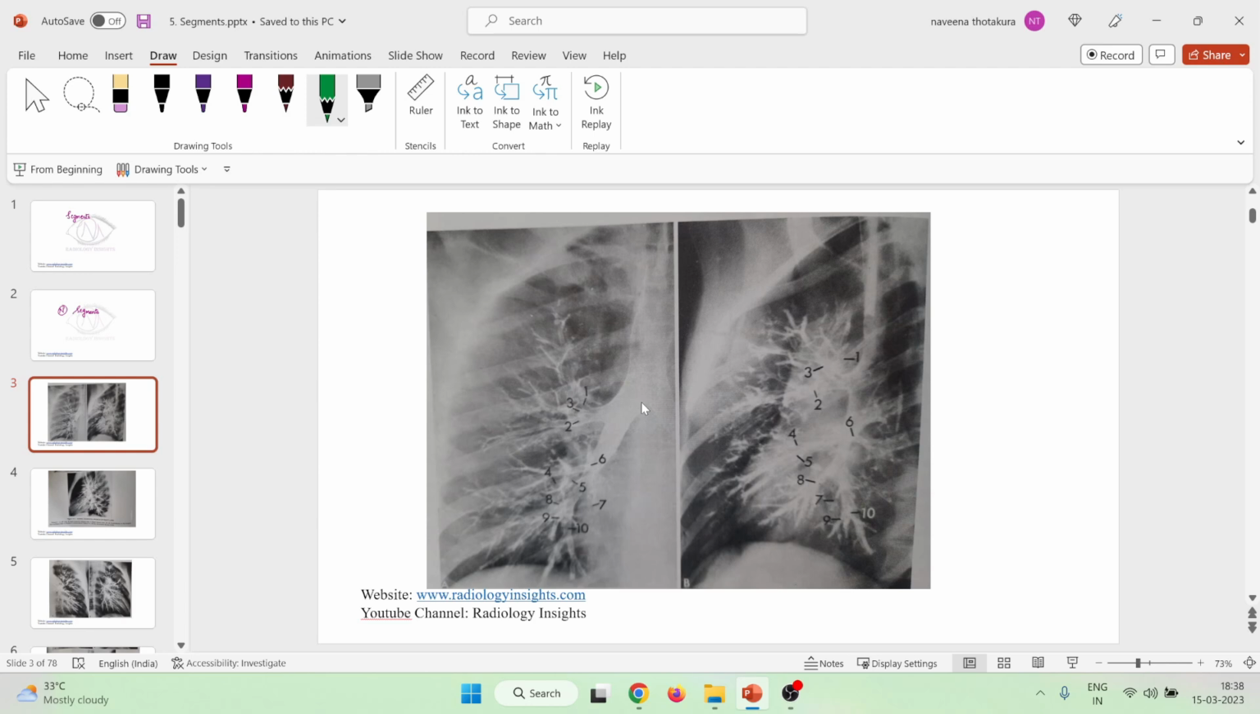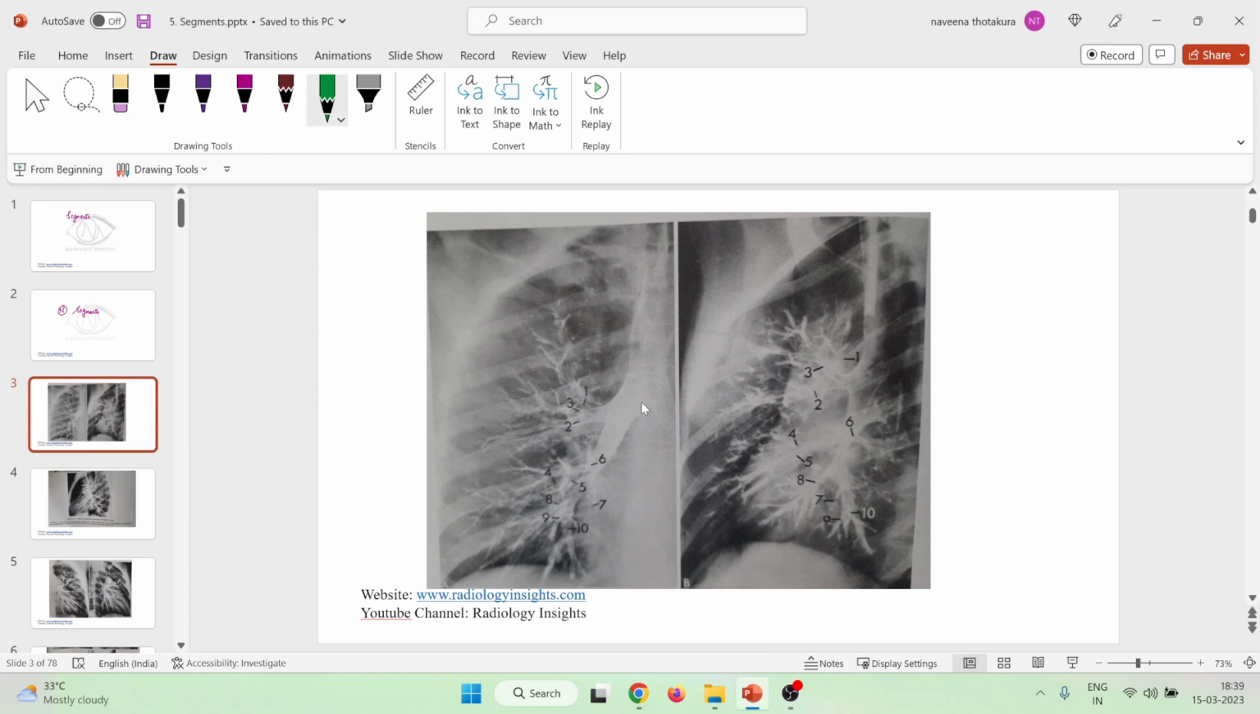This segmental anatomy is also helpful to understand the pathogenesis of many diseases. For example, tuberculosis requires more oxygen. The apical segment of the lungs has more oxygen, that is, more ventilation than perfusion. So tuberculosis has a predilection for the apical segment of the lung.